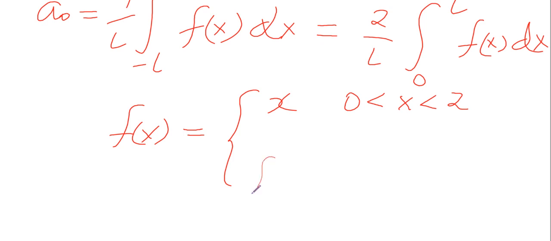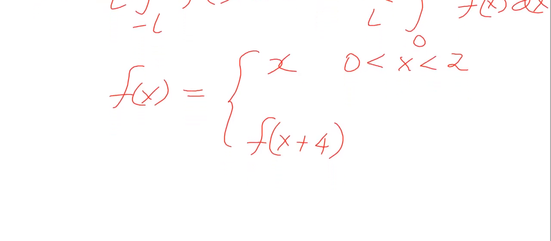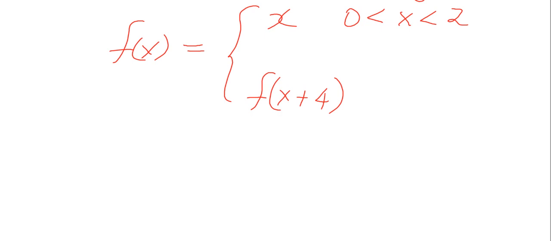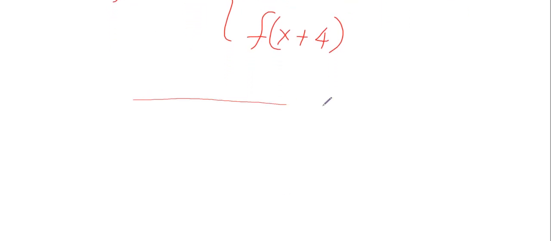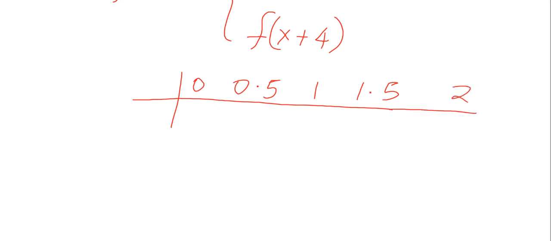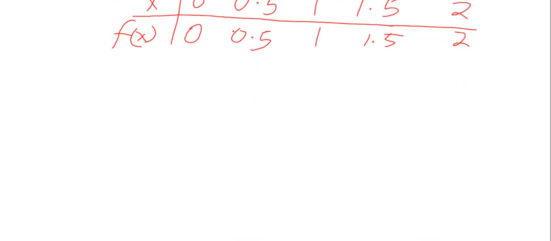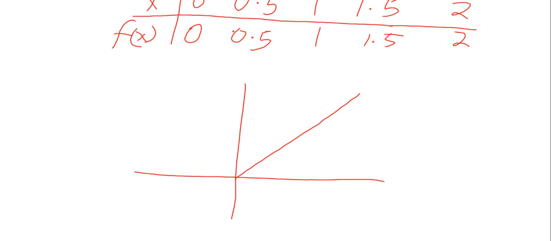But then, suppose we are not given any other interval, but we are told that the function is periodic with period 4. If we were to think of plotting this function, we can tabulate in the interval between 0, say, 0.5, 1, 1.5, to 2. These are the values of x. The corresponding value of the function would be 0, 0.5, 1, 1.5, and 2 again. So if we were to plot this function, it will just be a straight line from the origin, like that. So this is the point x is equal to 2 here.